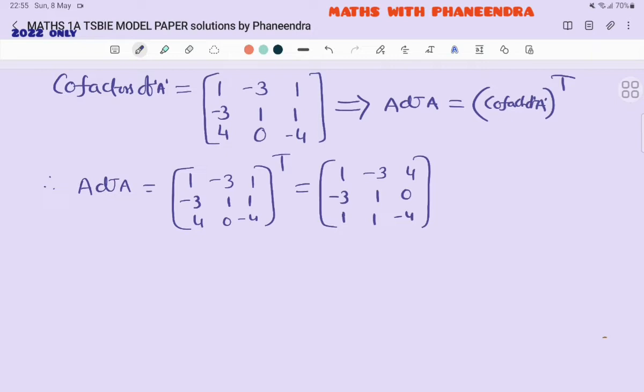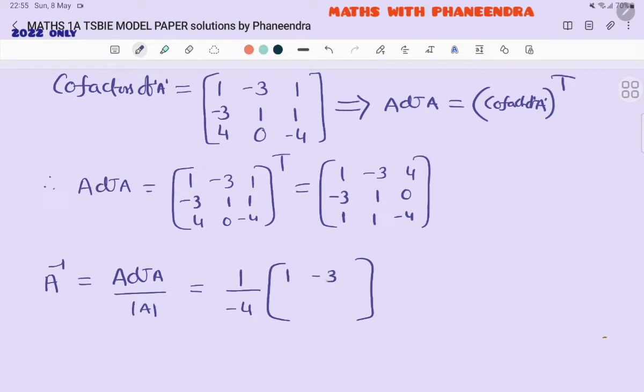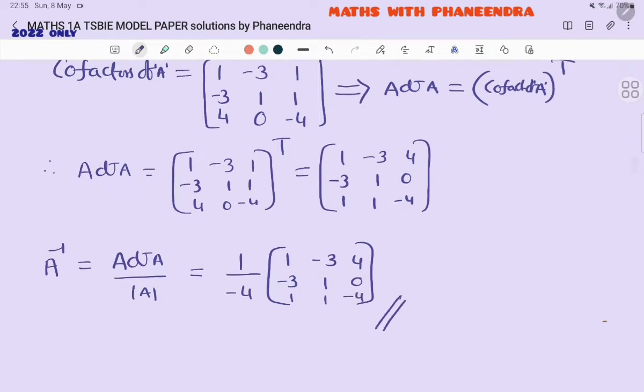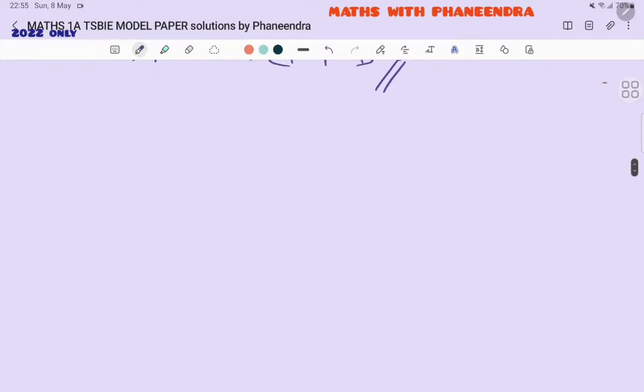I hope you understand this, students. Therefore, the formula for A inverse is equal to adjoint A divided by det A. So 1 by det A value, minus 4, into adjoint A: 1, minus 3, 4, minus 3, 1, 0, 1, 1, minus 4. That's the answer. This is the inverse of the matrix.